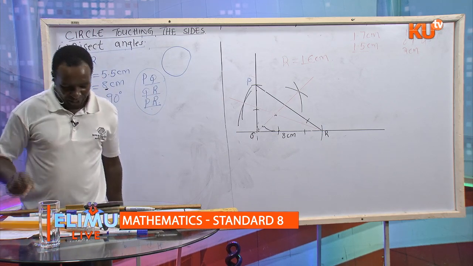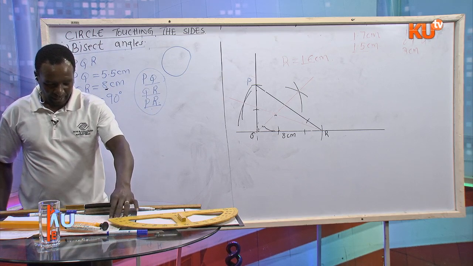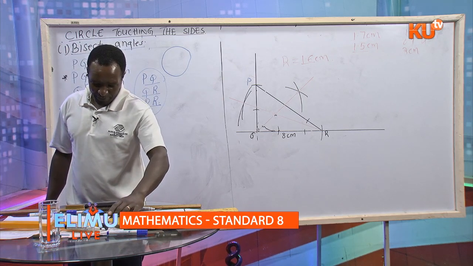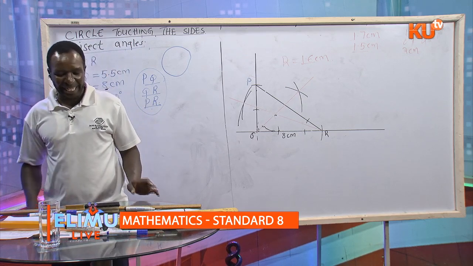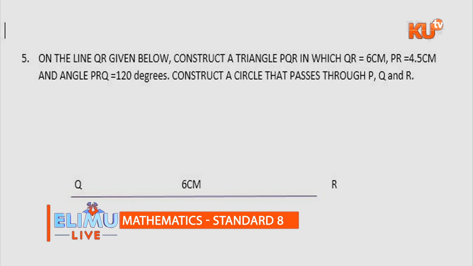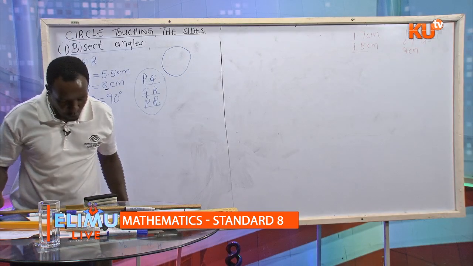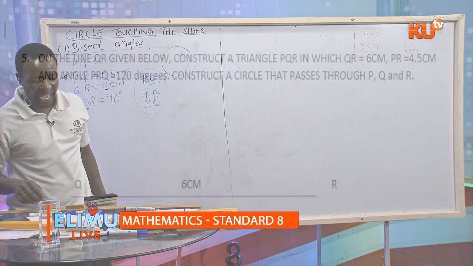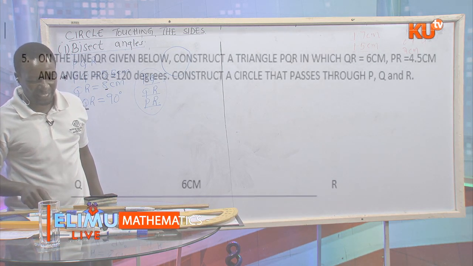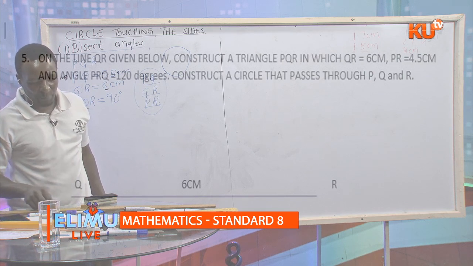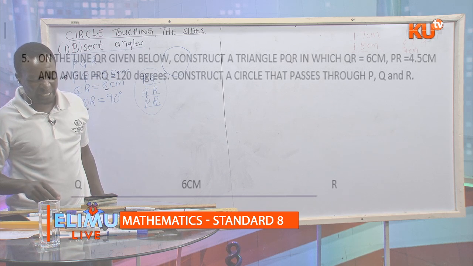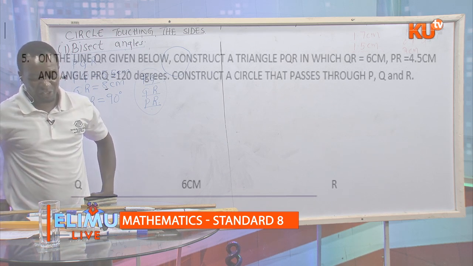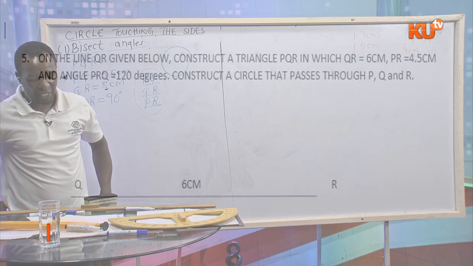I'll go to my last question. My last question reads, on the line QR given below, construct triangle PQR in which QR is equal to 6 centimeters, PR is equal to 4.5 centimeters, and angle PRQ is equal to 120 degrees. Construct a circle that passes through P, Q, and R.